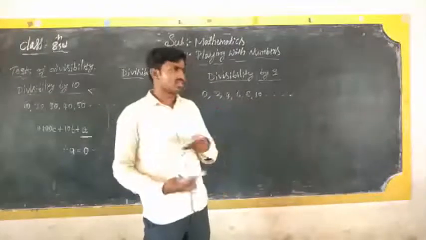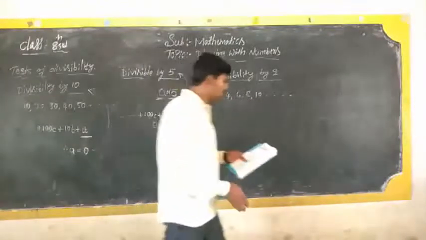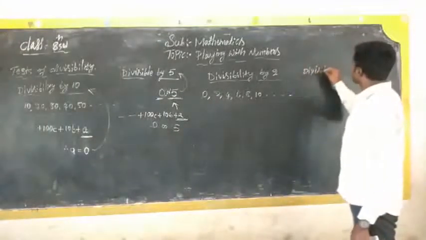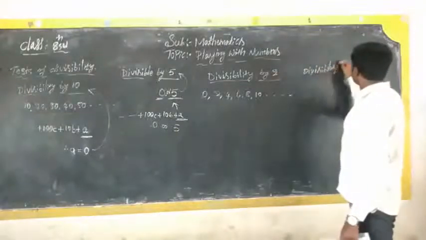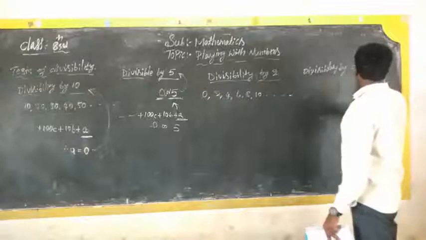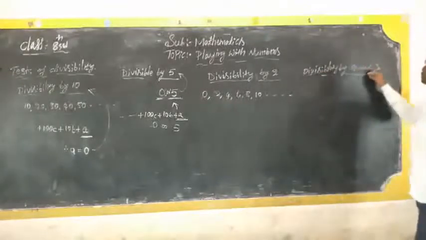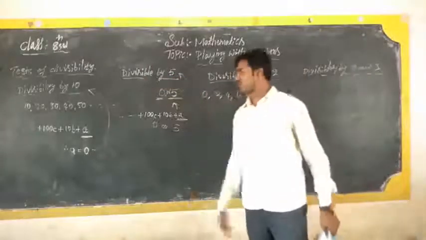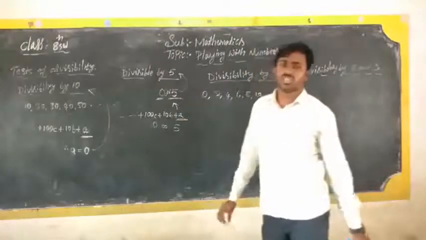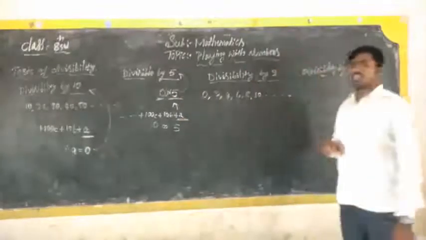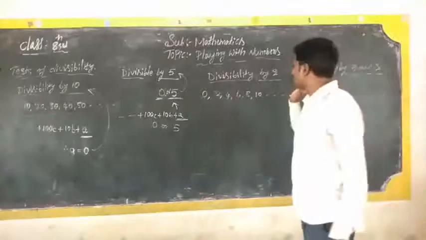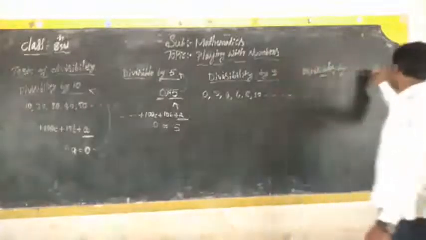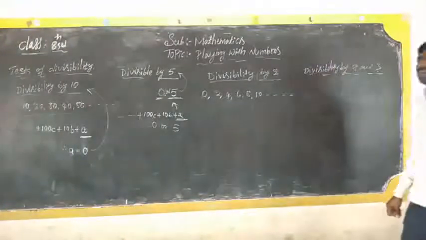Then, next, the last one, divisibility by 9 and 3. So this is a little different. For 10, the last digit is 0; for 5, it is 0 or 5; for 2, even numbers 0, 2, 4, 6, 8. For 9 and 3, it is another way.